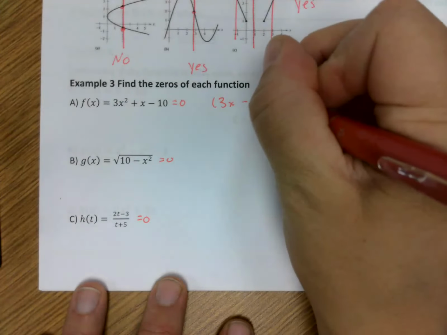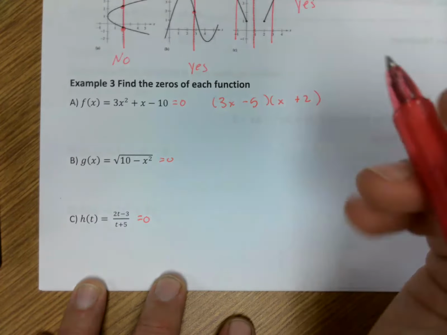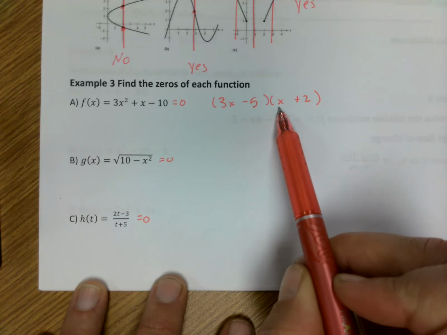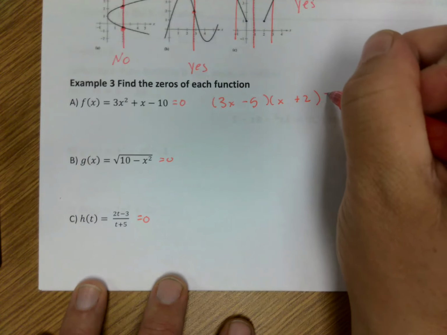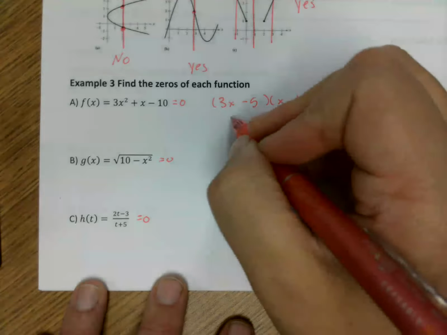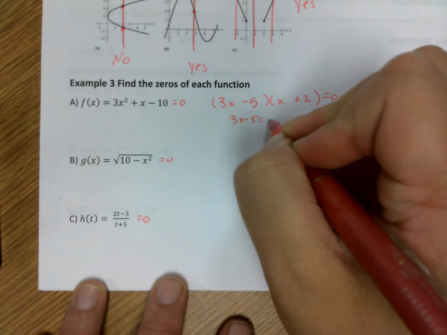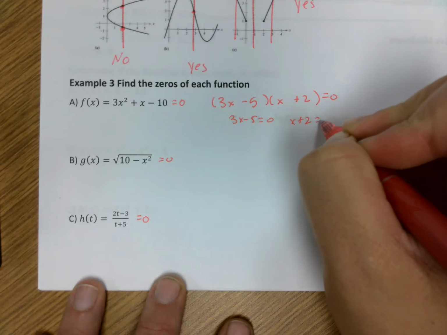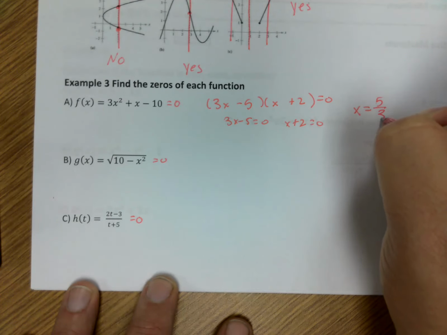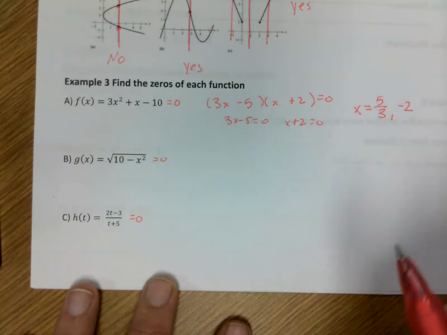I'm going to try the -5 here, the +2 here. So I check this. This right here gives me a +6. This gives me a -5. So this factors out because together they add up to 1. And I set each one equal to 0. So if I solve both of those equal to 0, I get that the zeros of my function would be 5/3 and -2.